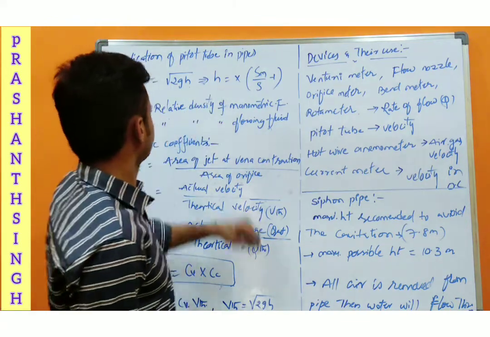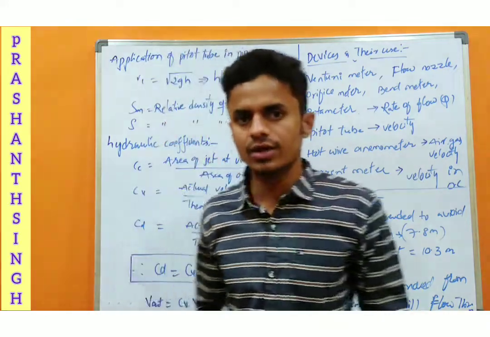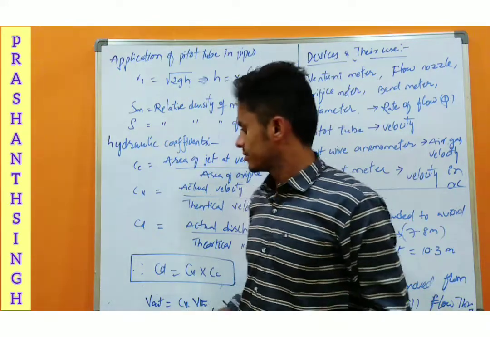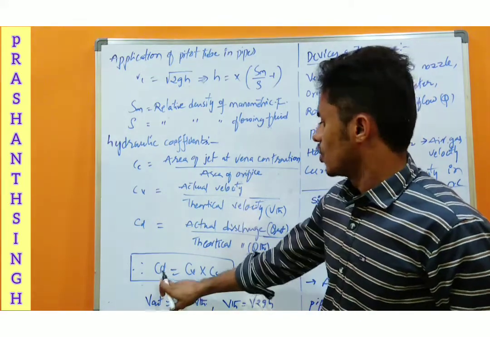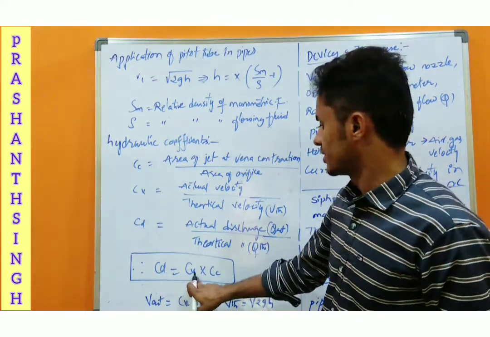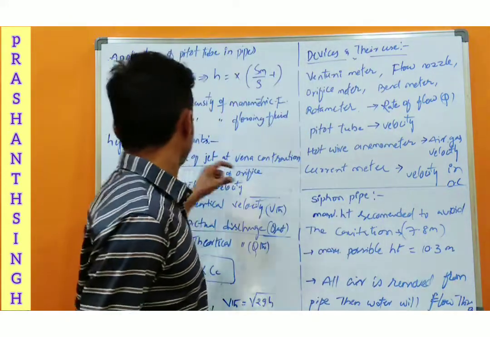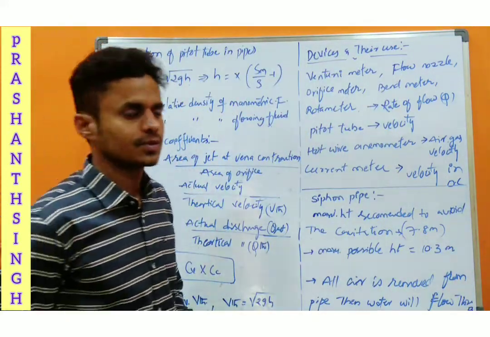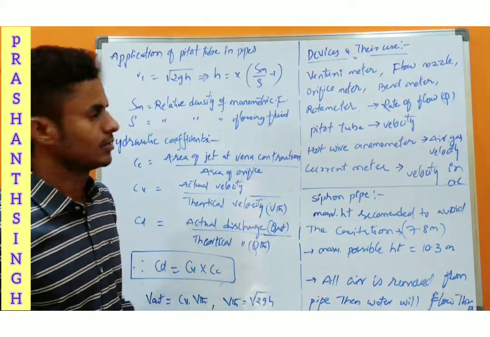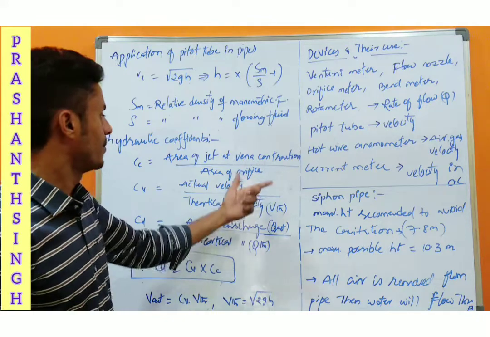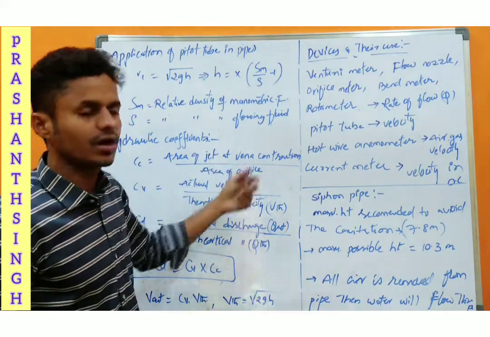Hydraulic coefficients. For these hydraulic coefficients, we have relationships and direct formulas. Coefficient of discharge equals coefficient of velocity into coefficient of contraction. What is the coefficient of contraction? It is the area of the jet at the vena contracta divided by the area of the orifice.